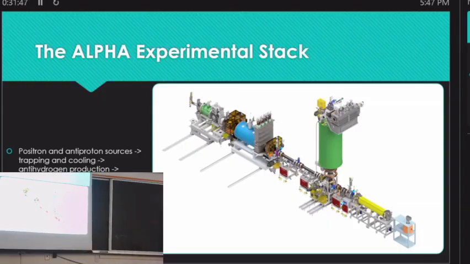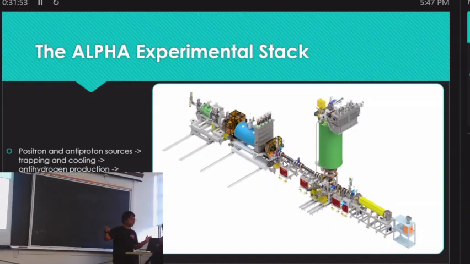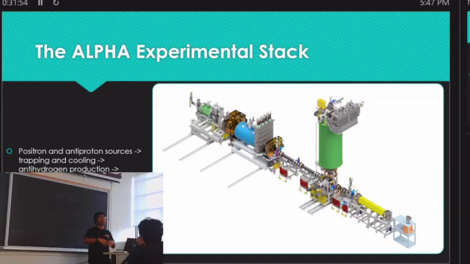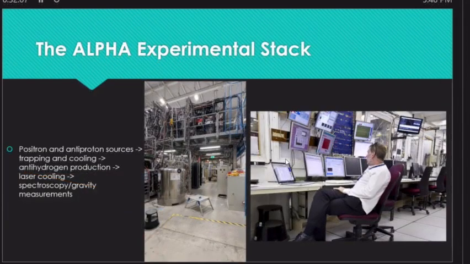The basic setup of the experiment is that we have the p-bar and the E+ sources. They're trapped, they're cooled, they're made into antihydrogen. We further cool antihydrogen, and then we do these measurements. So on the right, you have the control room, which overlooks the experiment and is where we monitor the situation. And then down on the left is the actual zone where that whole device is, along with a lot of other standard lab stuff.